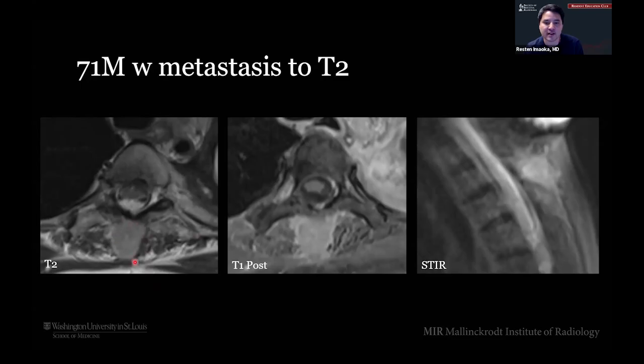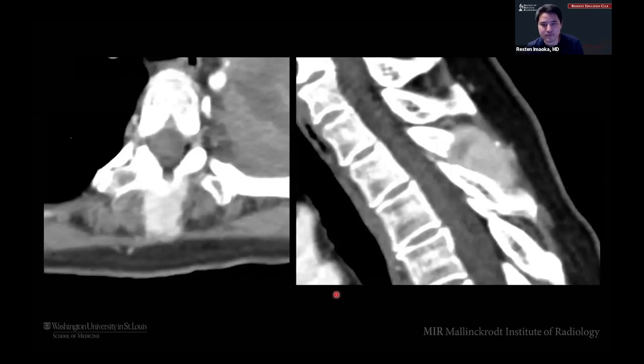And so this person has painful metastases here to their T2 spinous process. Here we see it on the T2 and here on the post. You can see that it is involved in the spinous process, maybe a little bit into the lamina, but there's no epidural component or anything like that. So this is what it looks like on CT, very enhancing, right? Very vascular in this area.